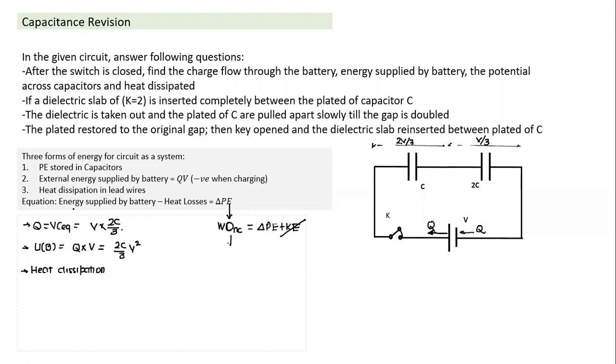And what is the equation we can use? Energy supplied by the battery minus heat loss is equal to the change in potential energy. This energy equation is not too different from the terms here. When we have to get the heat dissipated, we don't have the I term and so on. We cannot calculate heat dissipated directly because the resistance of the lead wire is not given. Heat dissipated can only be calculated from this relationship.